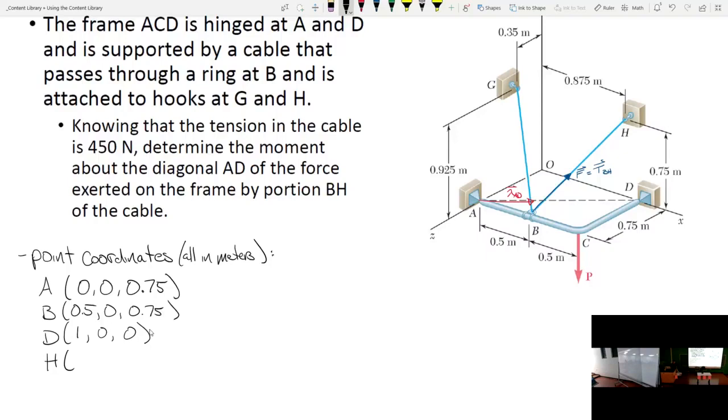What is the X coordinate? 0.875. What about Y? 0.75. What about Z? 0. It's exactly right. I want to stop for a sec before we move on. I think that's the most difficult part, okay?